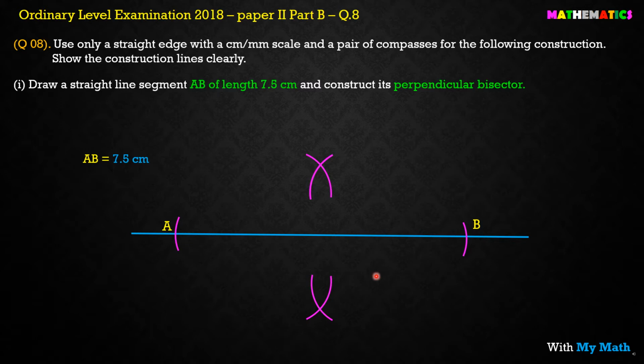In order to draw a straight line, you need a minimum of 2 points. Here you have already done it, so go through them using your ruler. So it gives you a perpendicular bisector, my students. I think you can very clearly understand it. So you have done your first question. How easy this is, no?